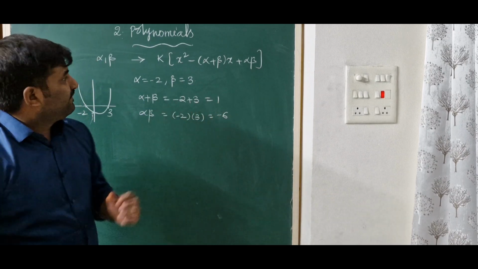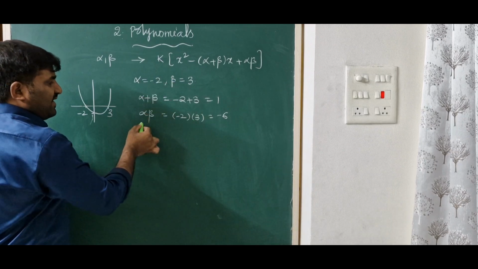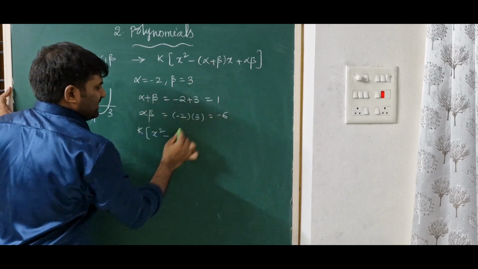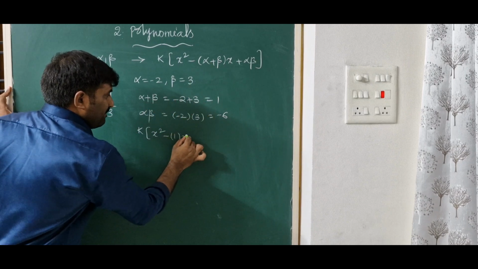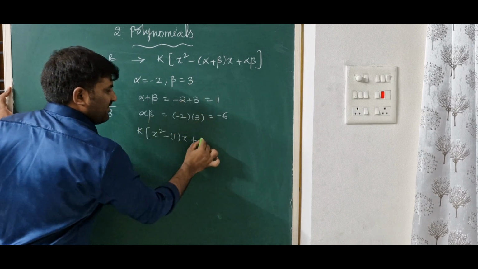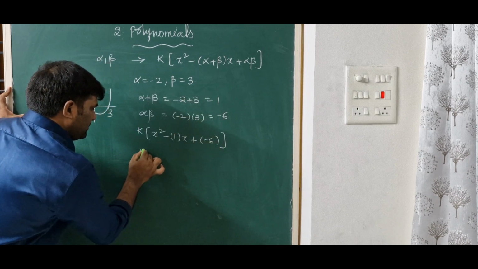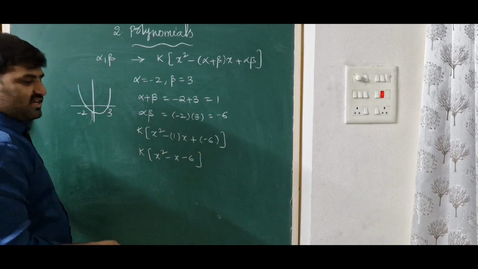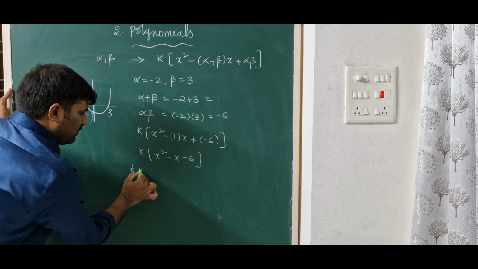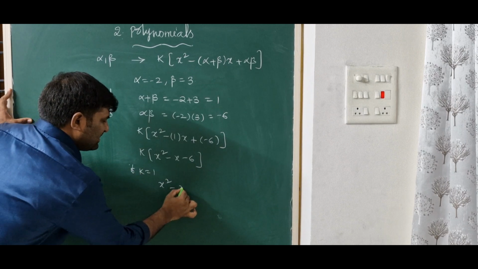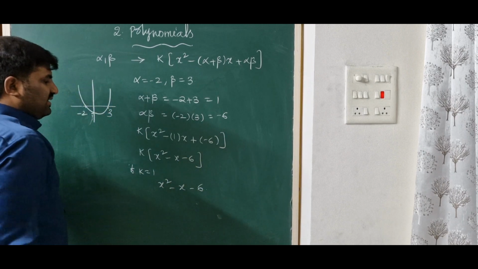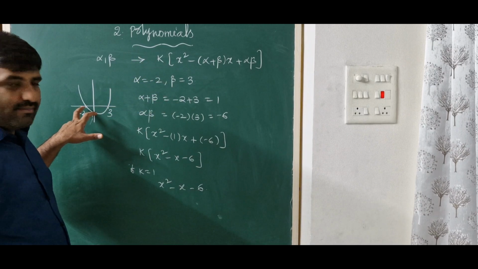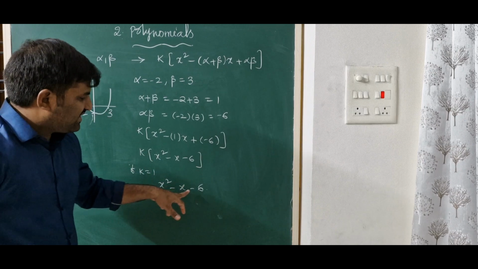Read the question carefully. Then after finding the alpha plus beta value, substitute in the formula x square minus alpha plus beta, that is 1, into x plus alpha beta. The alpha beta value is minus 6 here for us. Now k into x square minus x minus 6. So here we don't have any fraction. You can assume that k is equal to 1. Directly I am writing the required polynomial is x square minus x minus 6. So now the polynomial for this parabola is x square minus x minus 6.